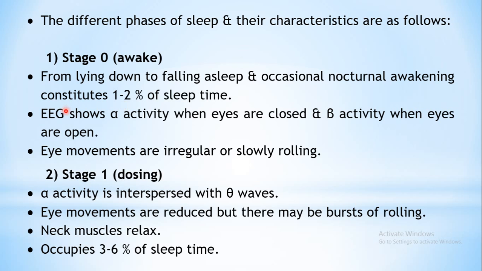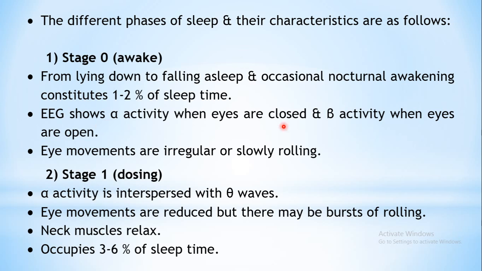If you consider the EEG, that is electroencephalogram, over here the activity of the brain is checked by the EEG. So activity of the brain varies in different stages. Now if you consider stage 0, over here also the activity of your brain depends upon whether your eyes are open or whether they are closed. You are awake, but sometimes you may close the eyes and sometimes you may open the eyes. So depending upon whether your eyes are open or closed, the brain activity varies.